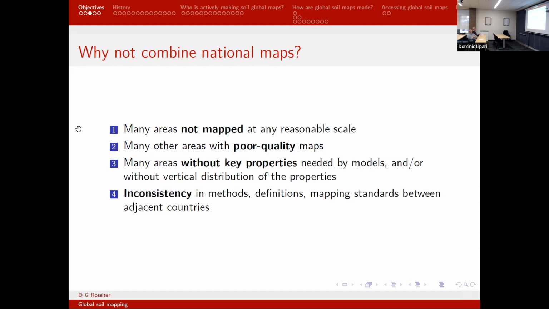Many areas don't have the key properties. So for your model, you might want bulk density, carbon stock, or something about salinity, and it's not there in that database. So even when you have the map of that area, you don't have the key property you're interested in for your model. And finally, if you look at the national maps, obviously there are huge inconsistencies in methods used for survey, definitions, mapping standards, and so forth. And this is well known.